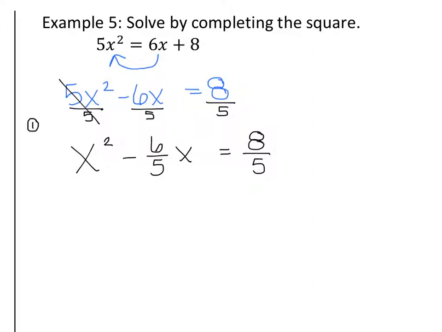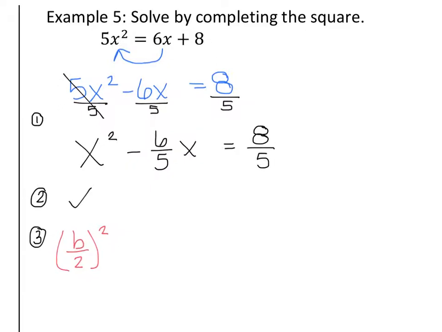Okay, step 2 was what? Move C over. Already done that. Okay. Step 3 is what? B over 2 squared. We got to figure that out and then add it to both sides.